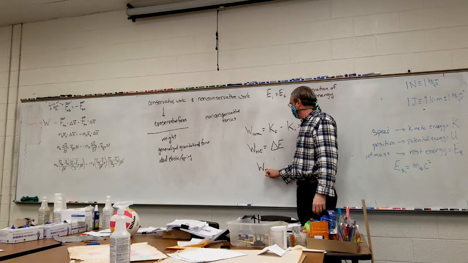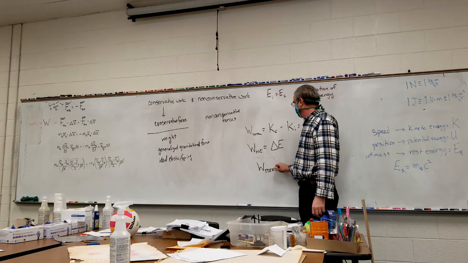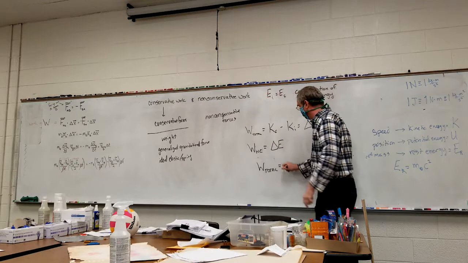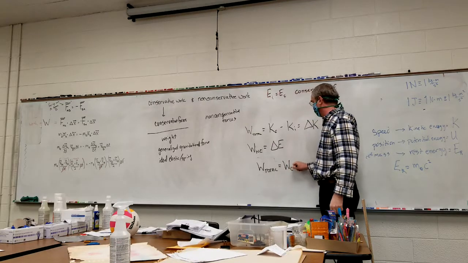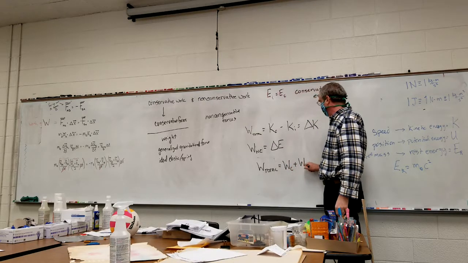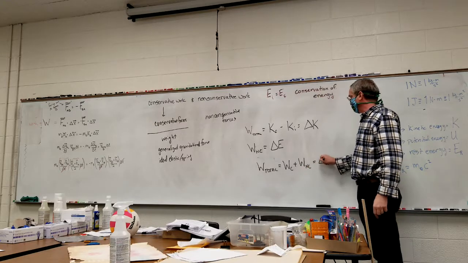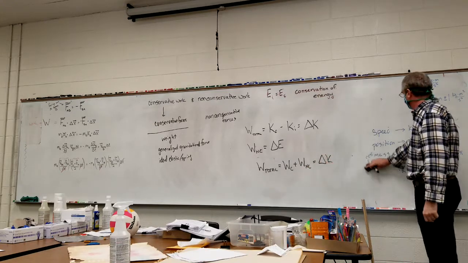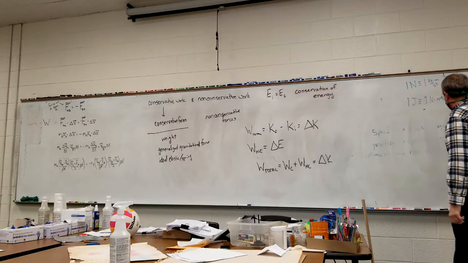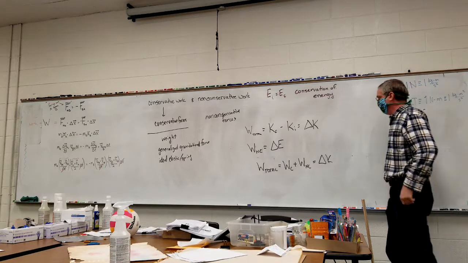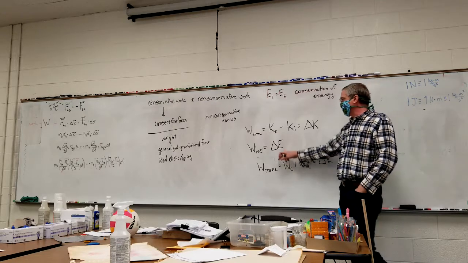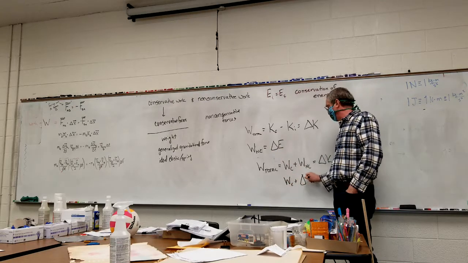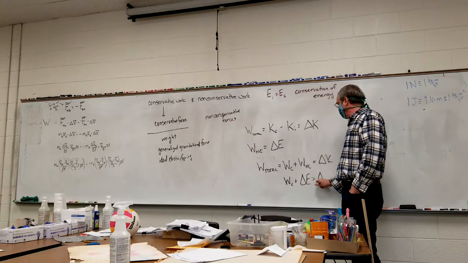So my total work, well, I have only 2 types of work. I have conservative and non-conservative. So that's just my conservative work plus my non-conservative work. That's equal to the change in kinetic energy. Non-conservative work is just equal to the change in energy, so this is conservative work plus the change in energy is equal to the change in kinetic.